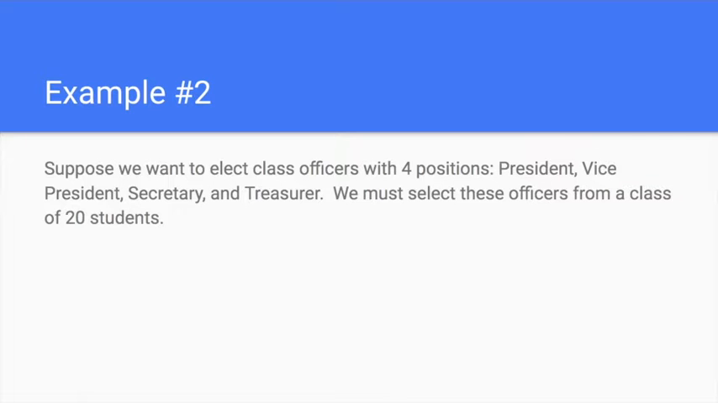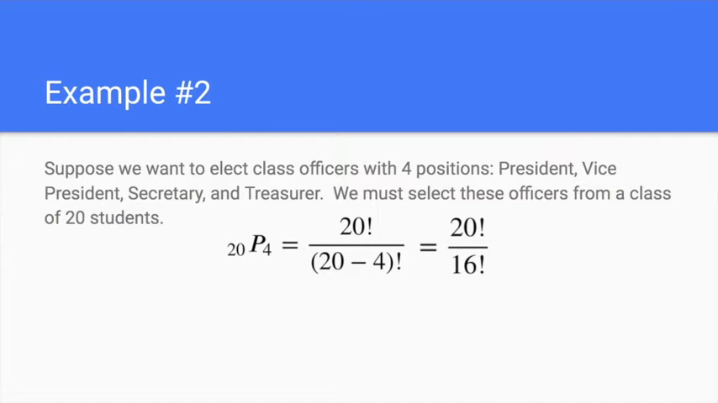So here's an example to help us see how this works. Suppose we want to elect class officers. So we'll have a president, a vice president, a secretary, and a treasurer, and we want to pick those 4 people out of a class of 20 students. So in this case, the n would be 20, the number of students we have to choose from, and r would be 4, the number of students that we're actually choosing. So we set up our permutation this way, and then obviously 20 minus 4 is 16, so this simplifies to 20 factorial over 16 factorial.